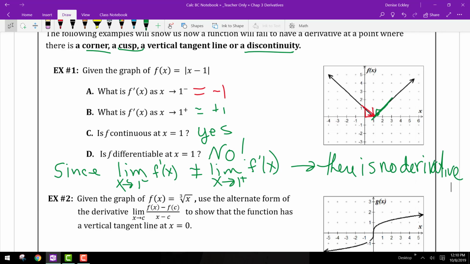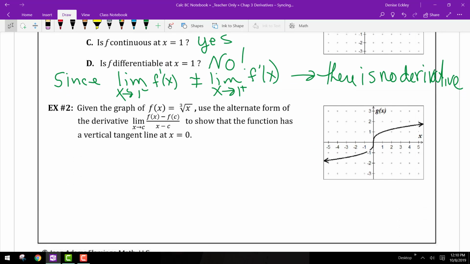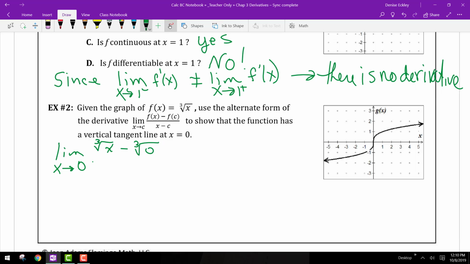Okay, so next example. So now we have the cube root function, and we're supposed to use the alternate form of the derivative, the limit as x approaches c of f of x minus f of c over x minus c, to show that the function has a vertical tangent line at 0. So that's where we're going to do our limit definition. So we're going to take the limit as x approaches 0 of the cube root of x minus the cube root of 0, and this is all going to be over x minus 0.